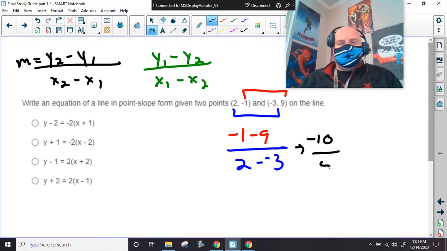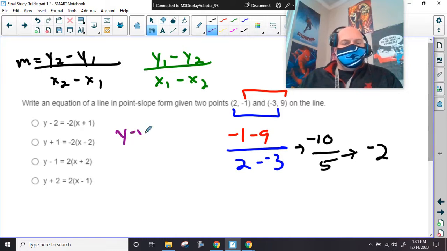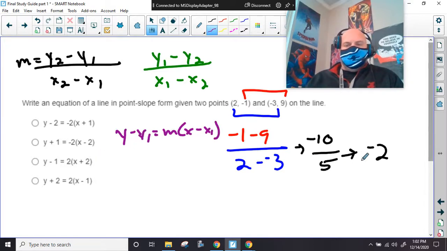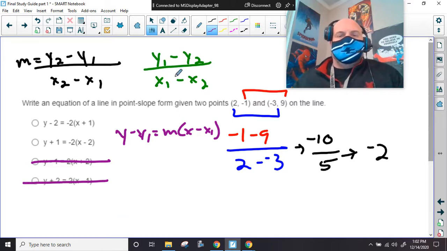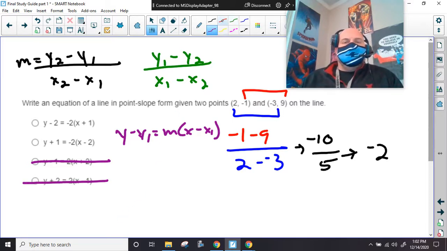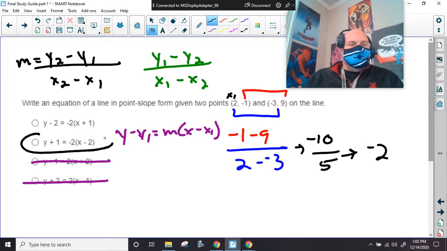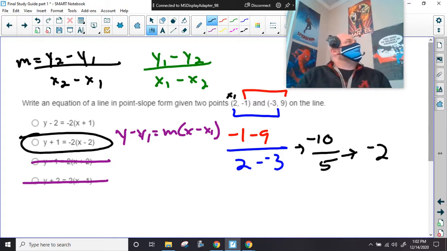Negative 10 over 5. All right, we get negative 2. So our point slope formula is y minus y1 equals m times x minus x1. Okay, so if we get negative 2, we can automatically count these 2 out. All right. This is my x1, so it should go here. Bam, there's my answer.